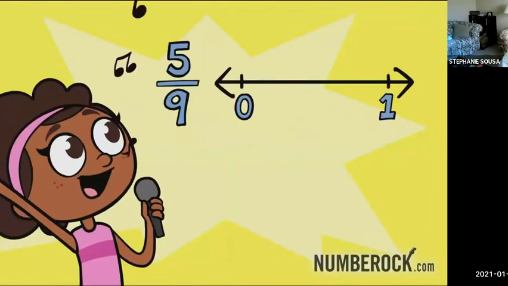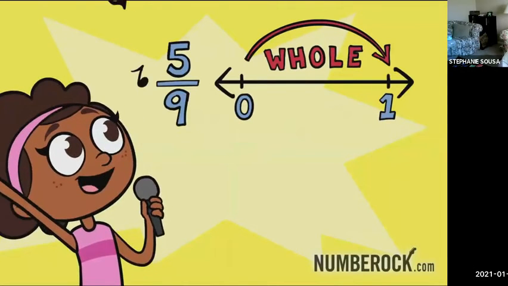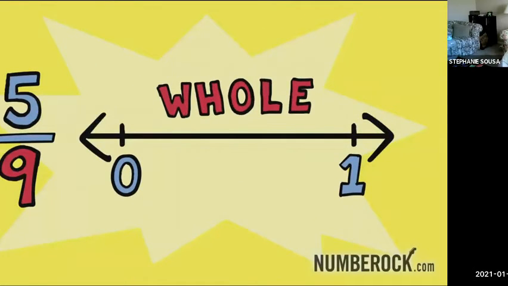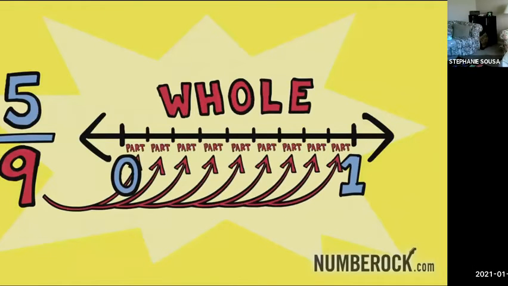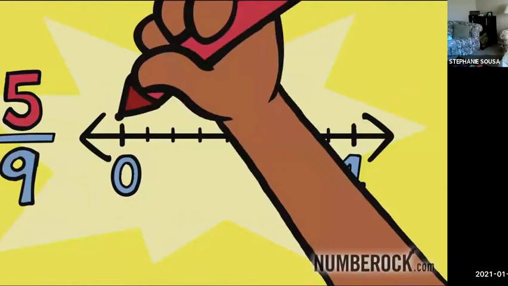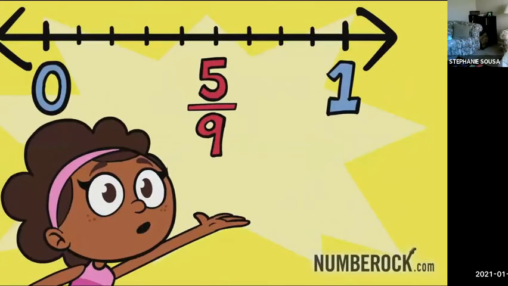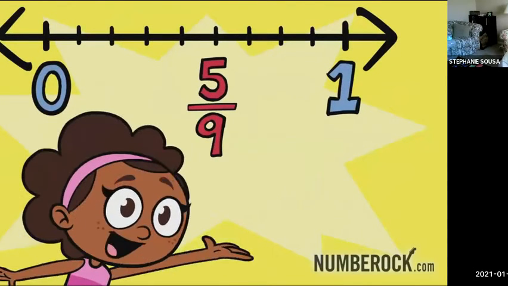0 to 1 is the whole that we split apart. The denominator tells us into how many parts. Make a line that starts from 0 to the 5th mark. And 5 ninths is what you'll find when you get that far.